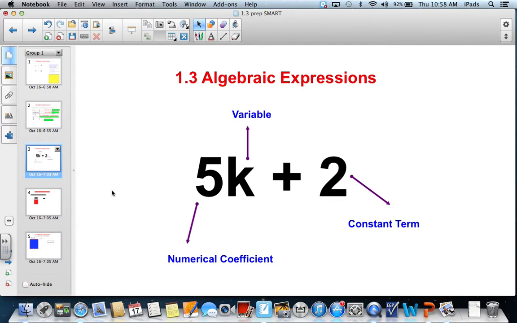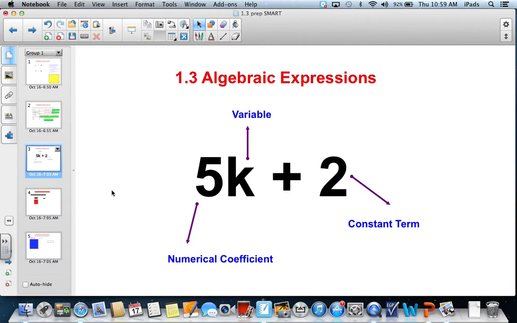The 5 is called the numerical coefficient. That's a really fancy way of saying that the 5, because it's a number, so it's numerical, and a coefficient, it works in conjunction with the k. It's directly related to the variable. So it's called the numerical coefficient.